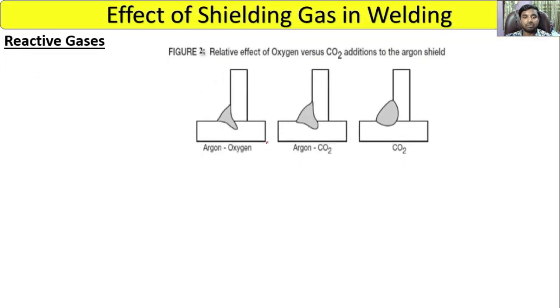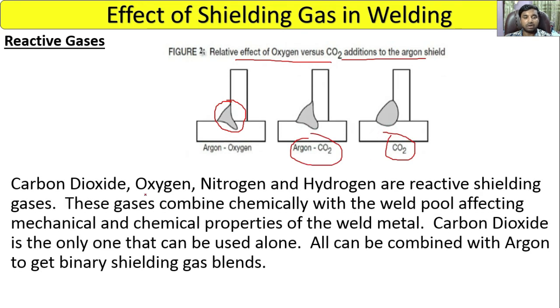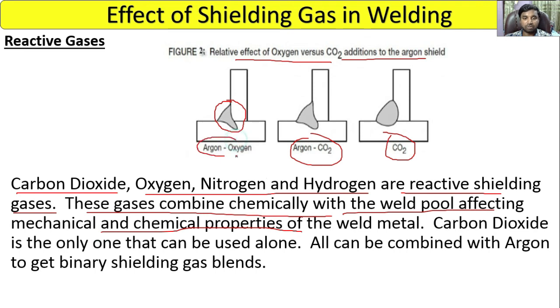Now the reactive gases. Here you can see the effect of oxygen versus CO2 addition in the argon shield. Actually, we are using this for the fillet joint. You can see argon oxygen, argon CO2 and CO2, and what the bead appearance looks like. Carbon dioxide, oxygen, nitrogen and hydrogen are reactive shielding gases. These gases combine chemically with the weld pool, affecting the mechanical and chemical properties of the weld metal. So this gas is always combined as argon oxygen, argon CO2, or also only CO2.